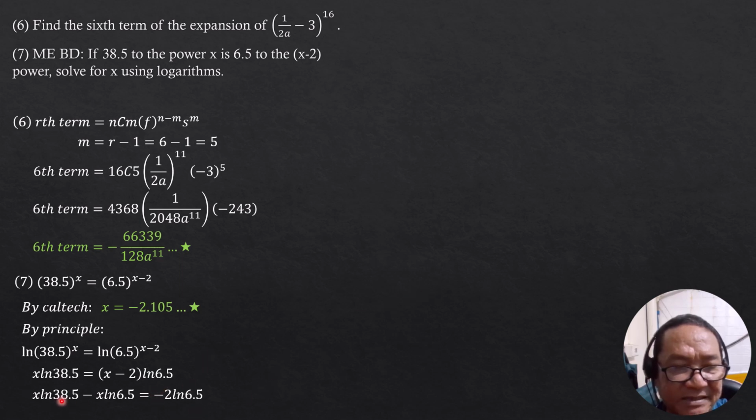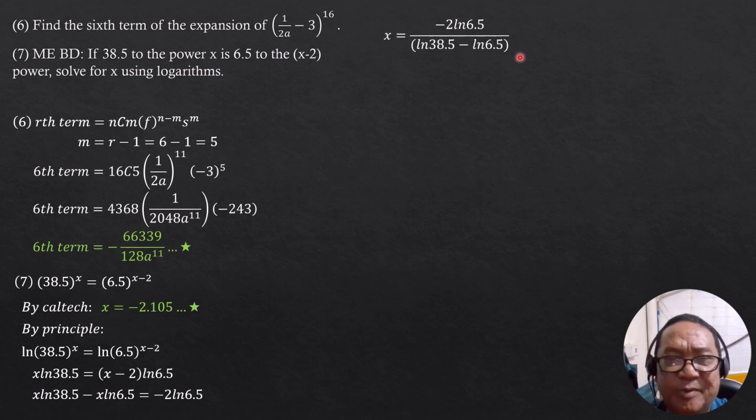Factor out x, solve for x using your calculator, of course, in evaluating negative 2 ln of 6.5 over quantity ln of 38.5 minus ln of 6.5, and we will get the same answer of negative 2.105. So I just present the solution in that manner.